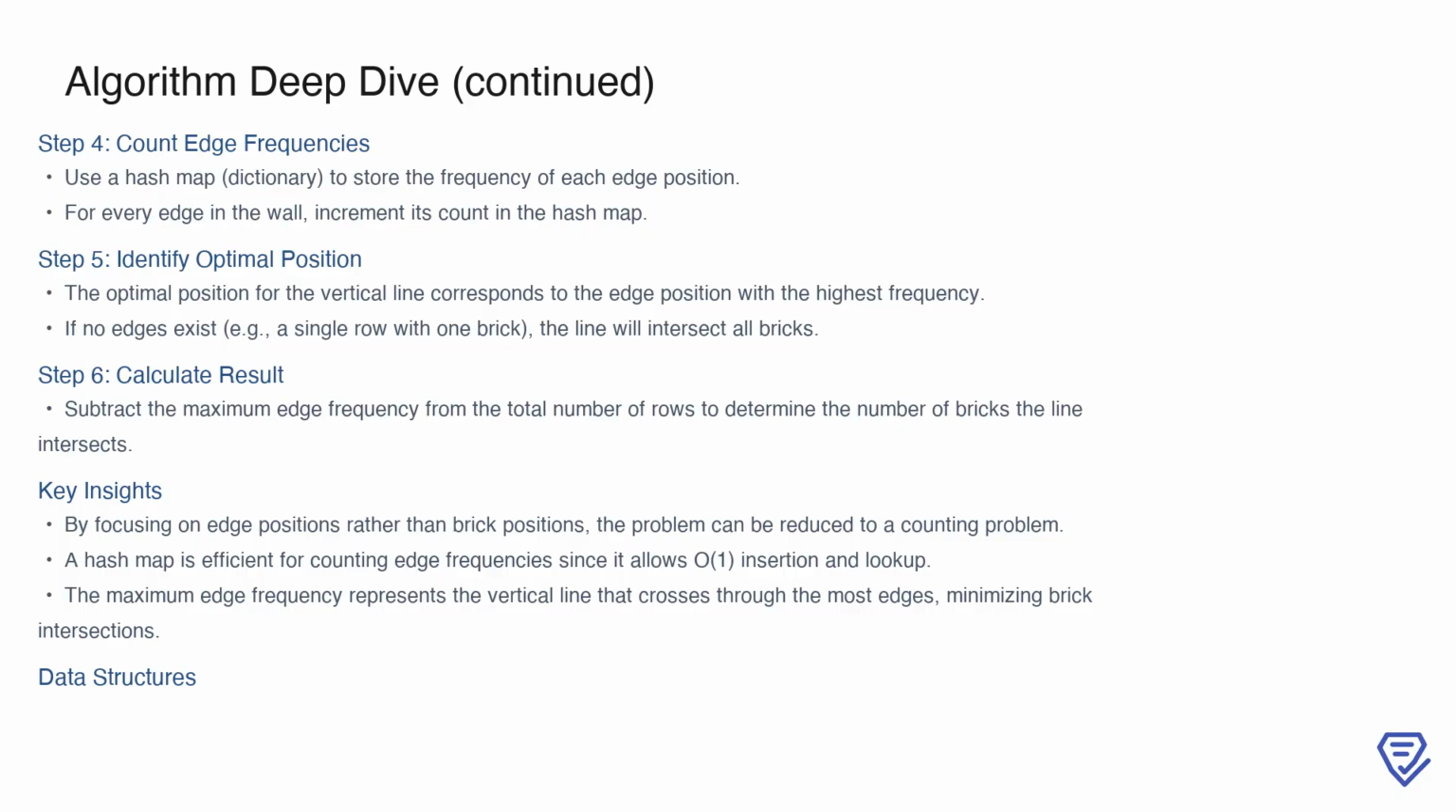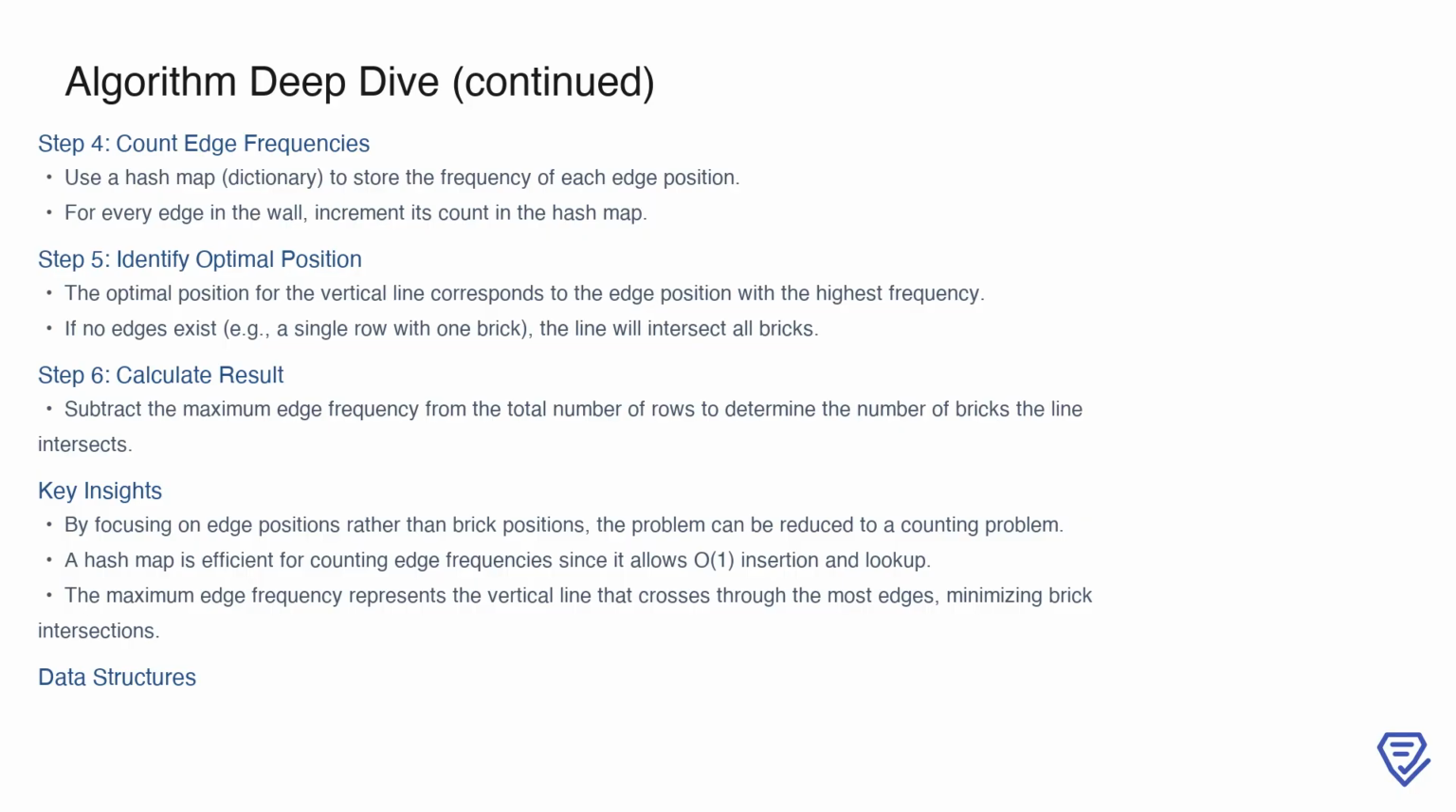If no edges exist, such as in the case of a single row with one brick, then the line will intersect all bricks. Finally, to determine the result, we subtract the maximum edge frequency from the total number of rows. This gives us the number of bricks the line intersects. By reducing the problem to counting edge frequencies, we simplify what initially seems like a complex geometric problem into an efficient counting problem.